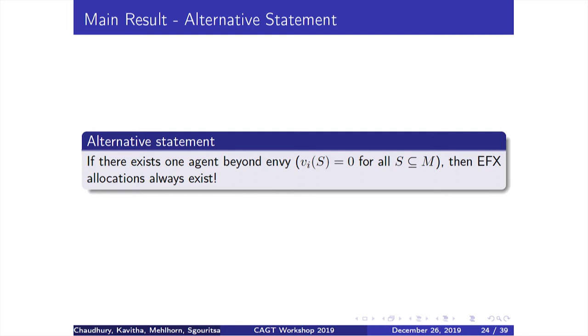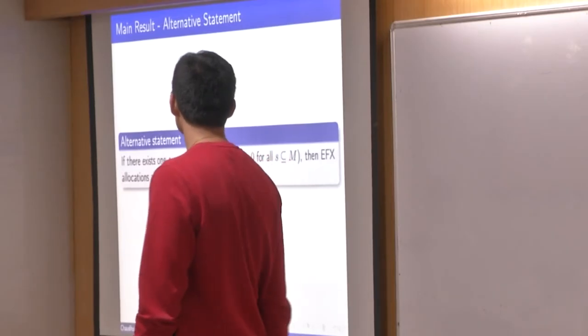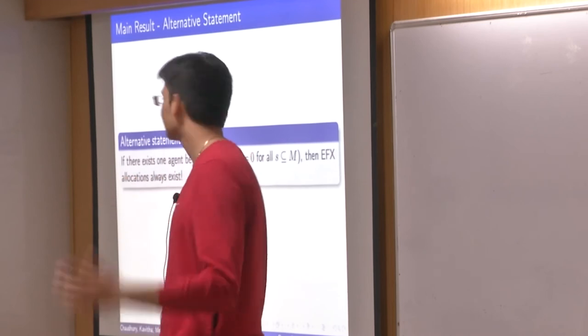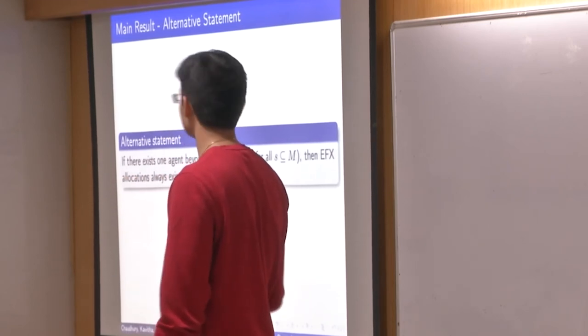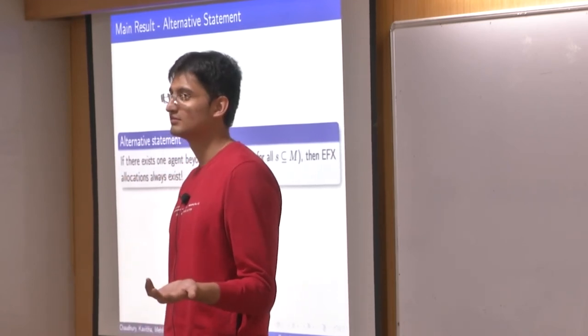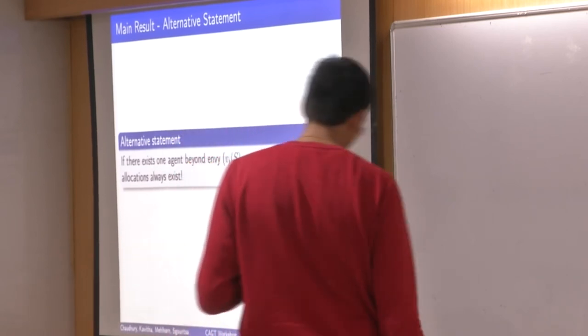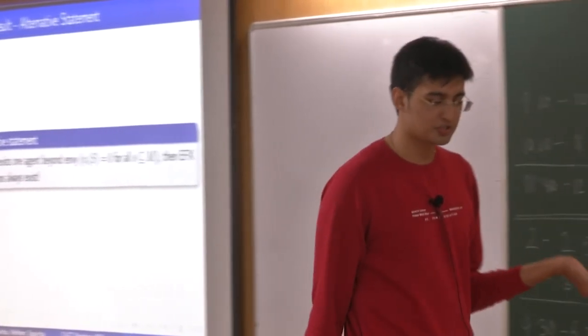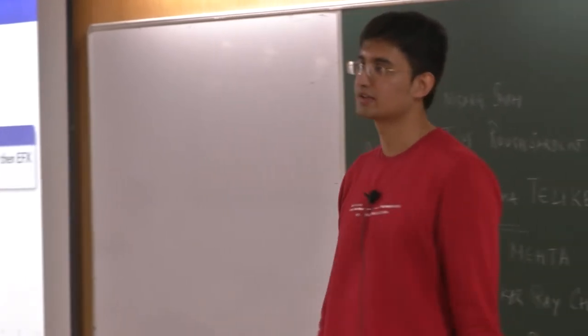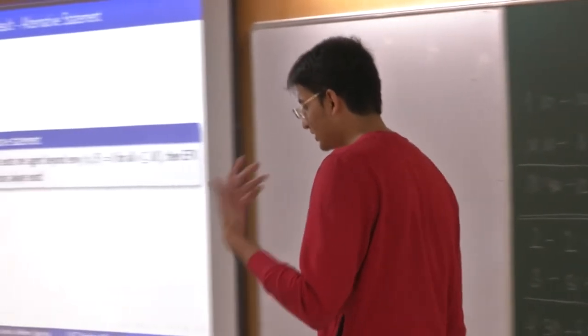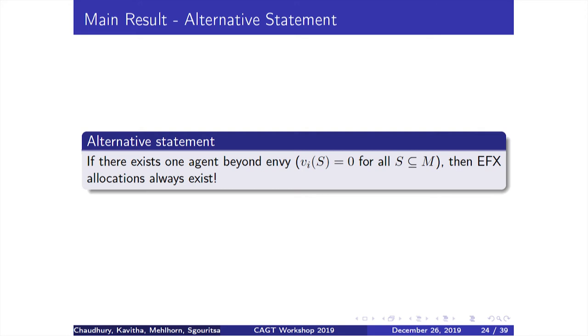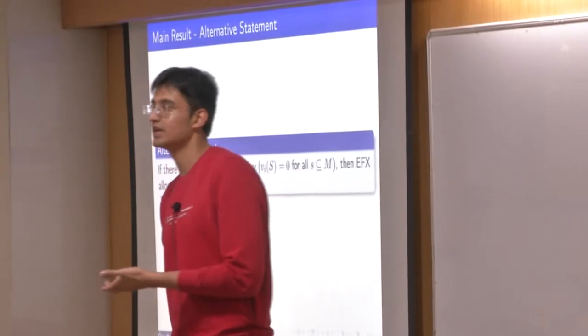And an alternative statement could be, so here's a mistake, this should be a capital S, sorry. If you have one agent who is beyond envy, like, perfectly fine no matter what you give him, then no matter what the valuation functions of the other agents look like, you can always guarantee EFX. Run this algorithm on the remaining n minus 1 agents, and whatever remains unallocated, you can allocate to this agent.